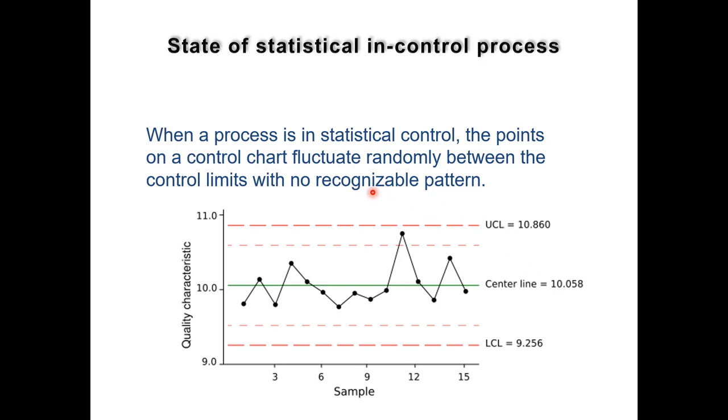When a process is in statistical control, the points on the control chart will fluctuate randomly between the two control limits. If you say fluctuate randomly, you should not be able to identify any pattern. The fluctuation of points within the two control limits should be of no recognizable pattern. If that's the case, then we know that the process is in statistical control.